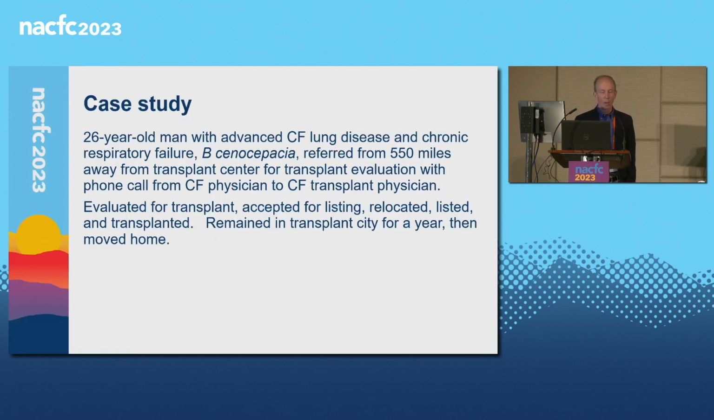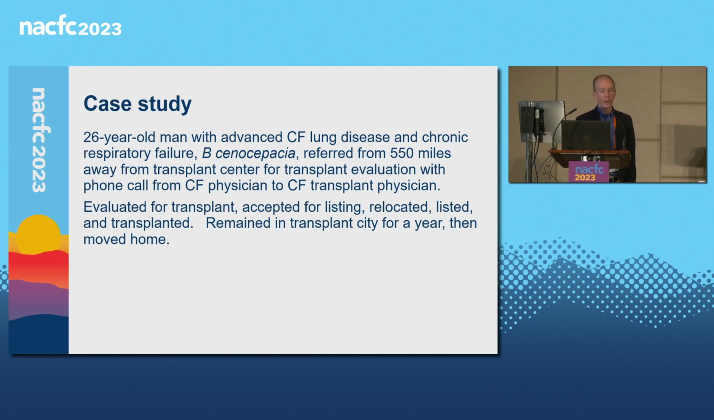We'll get a sense of what the models provide as a framework, first with a case study: a 26-year-old man with advanced CF lung disease and chronic respiratory failure, with chronic Burkholderia sinusopathy, referred from 550 miles away from the transplant center by a CF physician who made a personal phone call to a transplant physician to advocate for the patient after she was having difficulty identifying a transplant program willing to take the risk. He was evaluated for transplant, accepted for listing, relocated, listed, and transplanted, and things went very well. He remained in the transplant city for a year, and then it was time to move home.